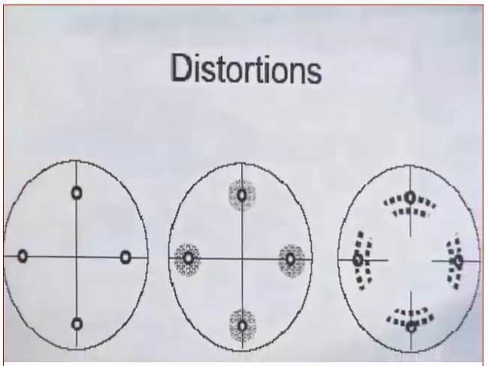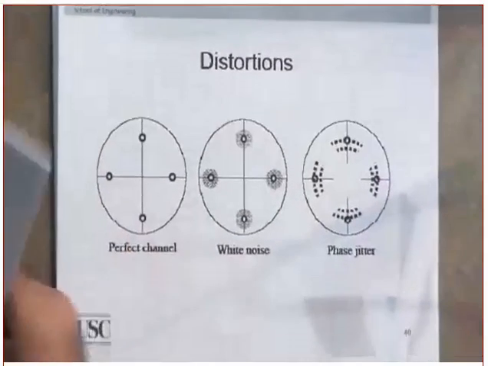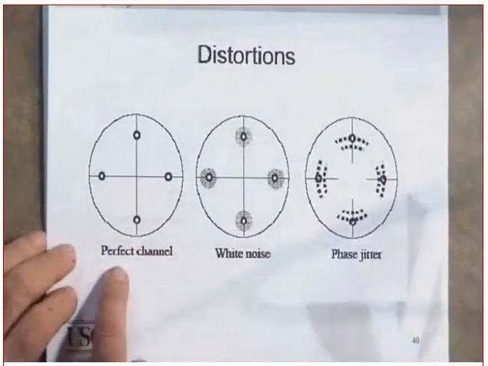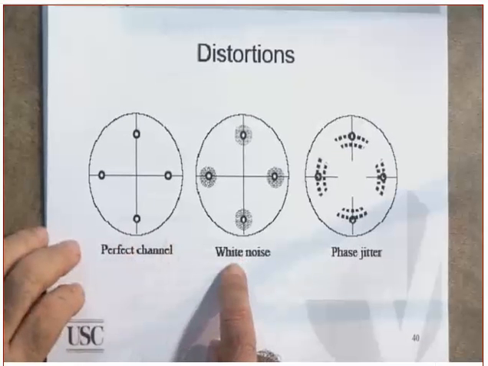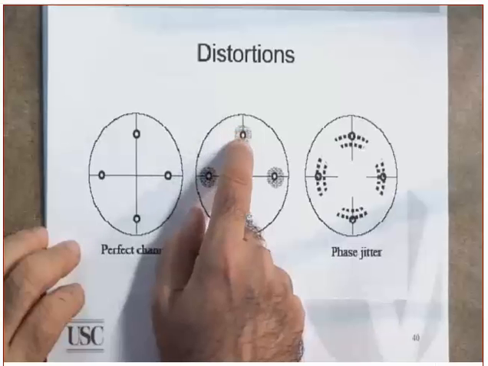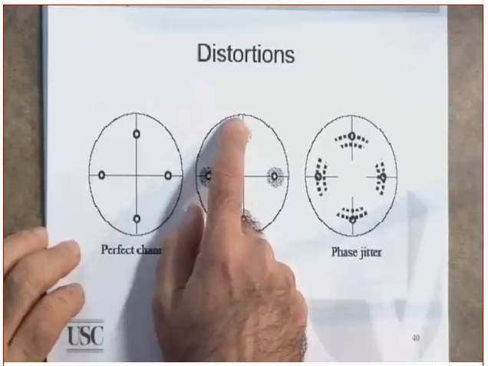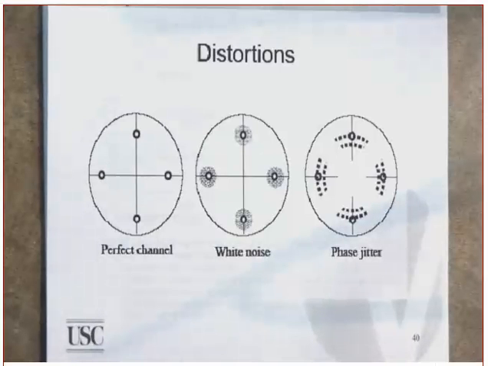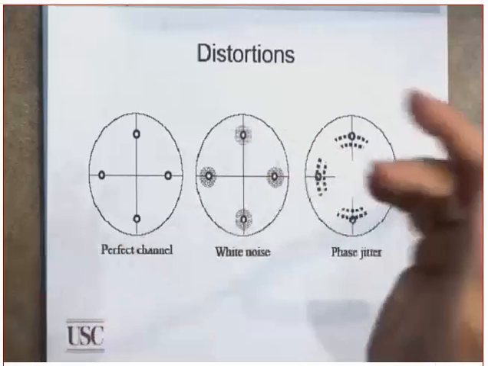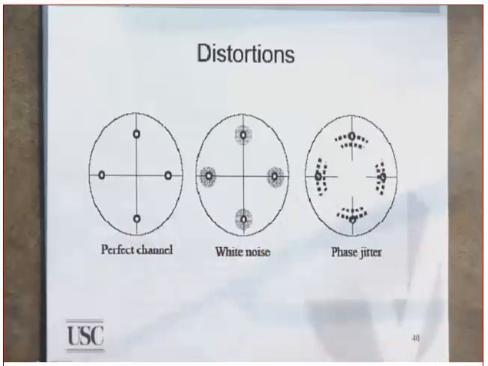Now, this is the distortion. This is a perfect channel. Perfect channel means no noise, no jitter, no nothing. What is this? This is white noise. Tell me, why is it in circles? White noise means the fluctuations, the values can take from minus infinity to infinity, and the phases are all over the place, uniformly distributed between 0 and 2 pi.